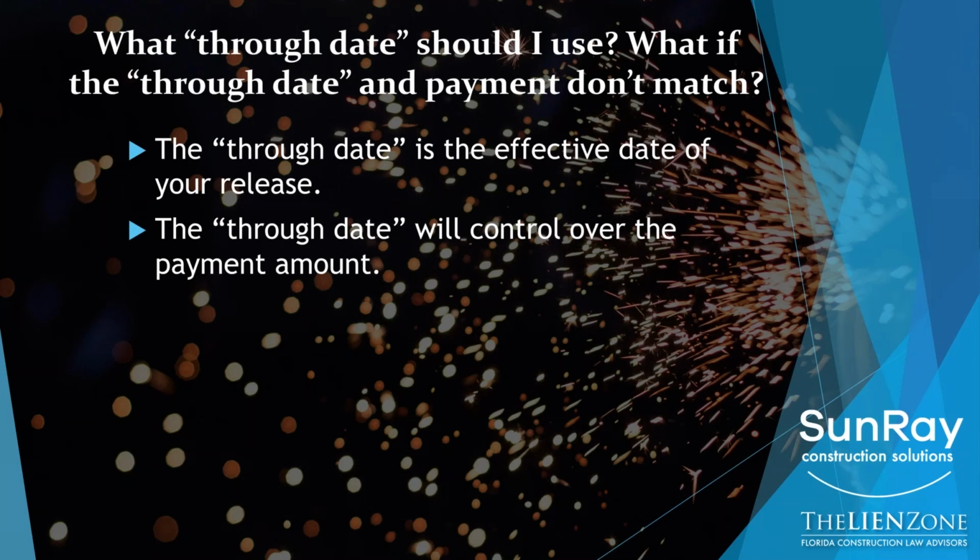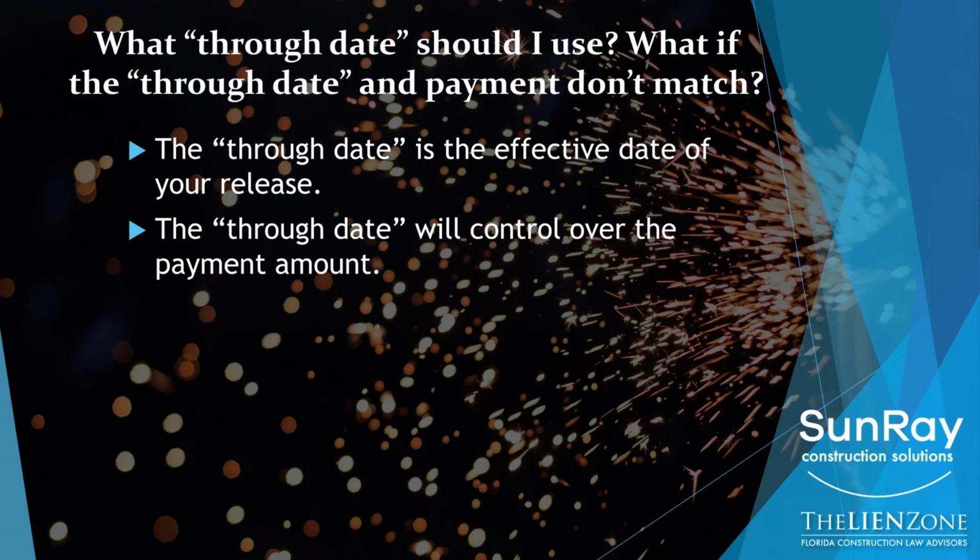Now, every release is a little different, and it may have the through date written in different places and in slightly different ways. The through date, assuming it's a true through date, is the date that the release is effective up to. So I may sign a release today for work that I did through the end of January. So the through date would be the last day in January. The most important thing you need to remember is that the through date will control over the payment amount.